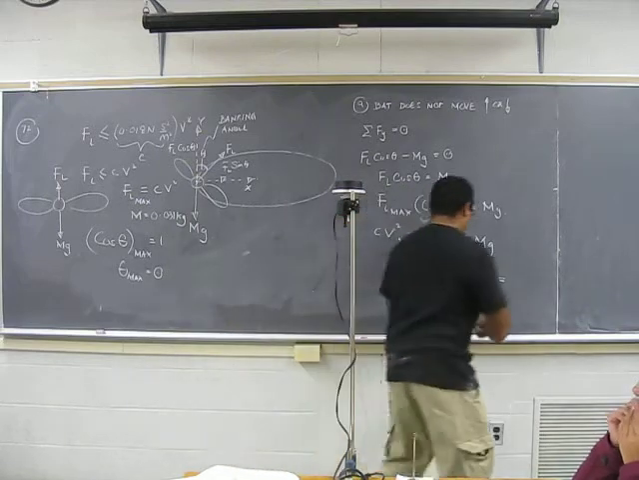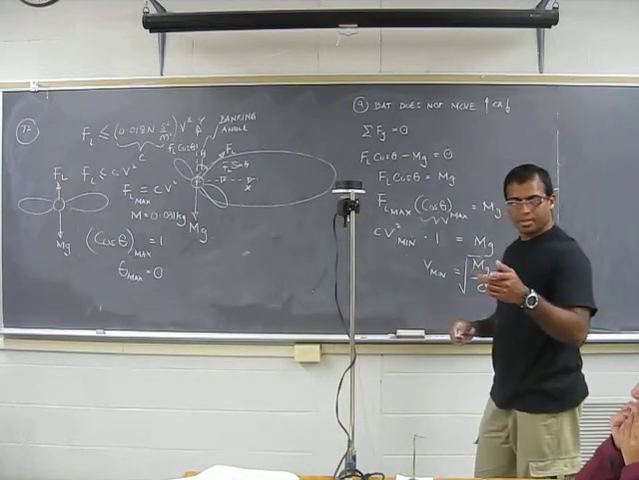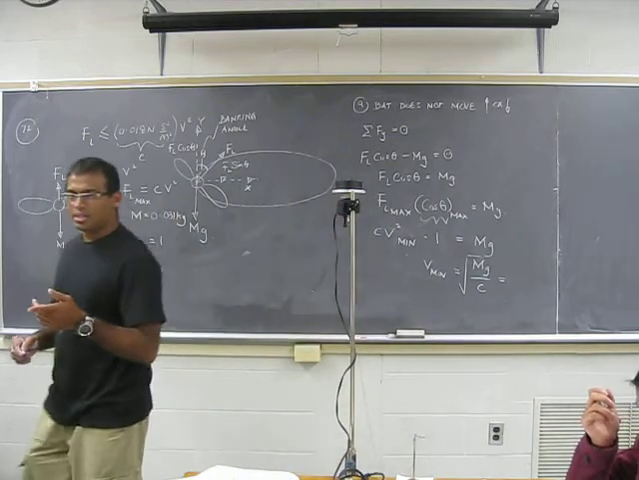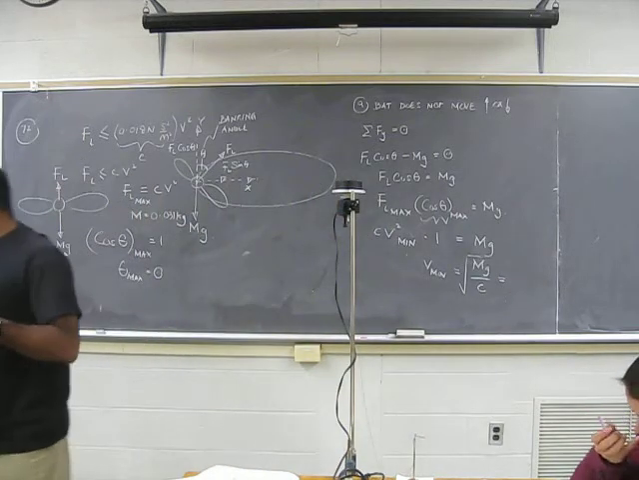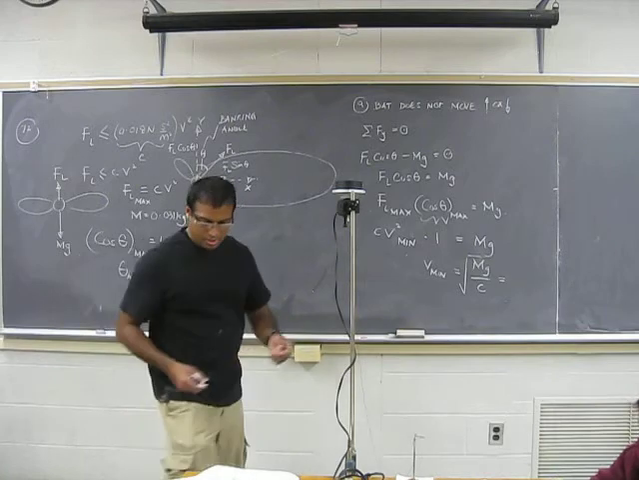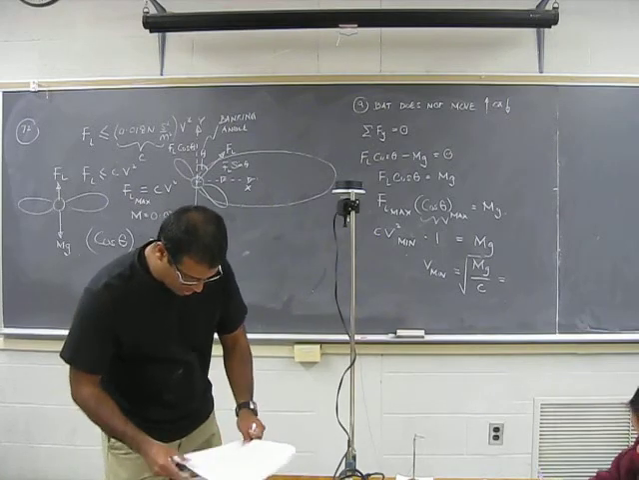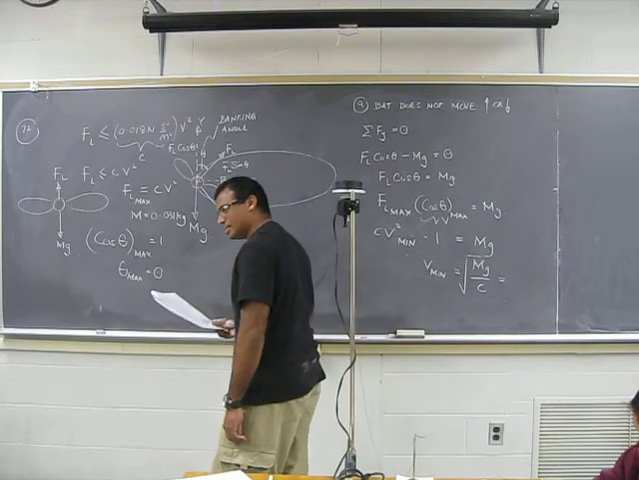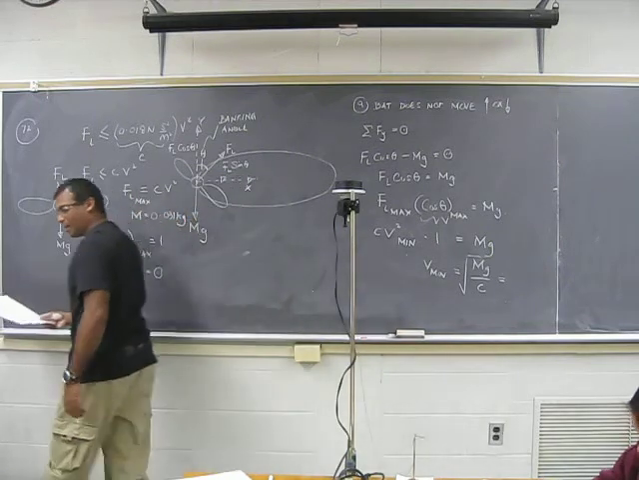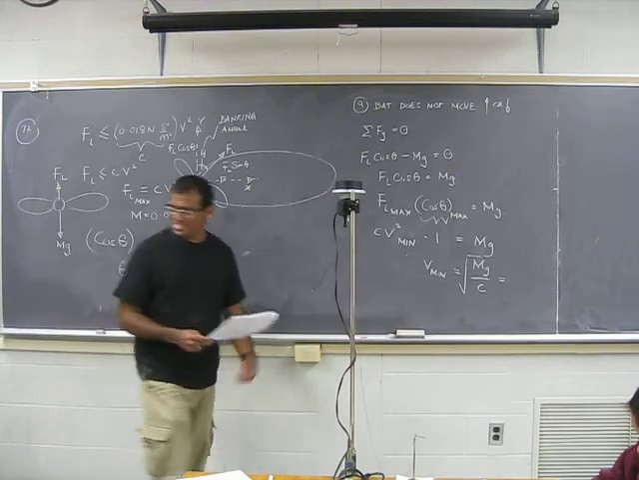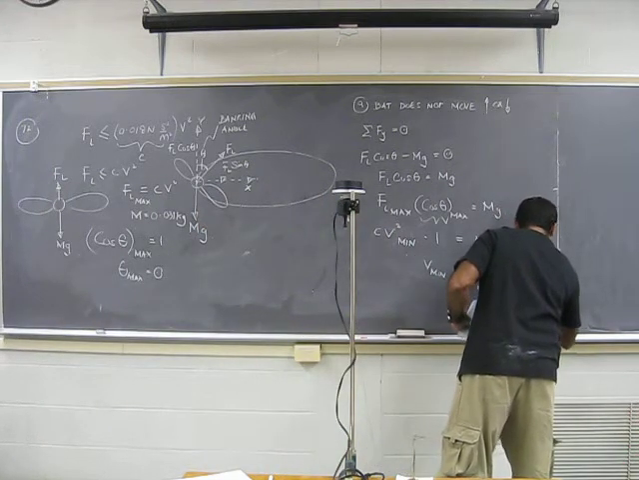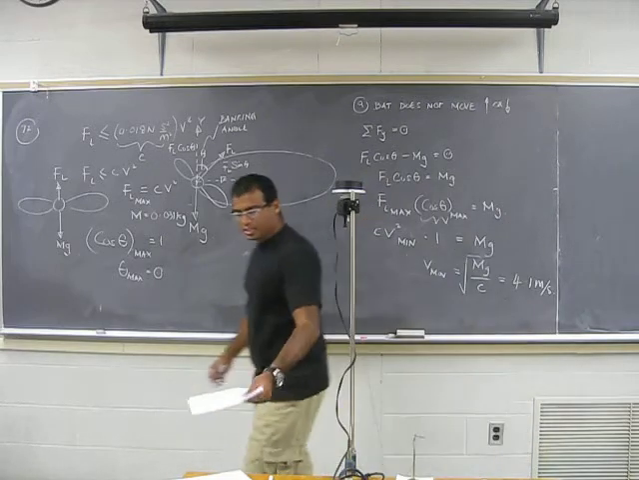What is the number, by the way? Anybody? Put the numbers into your calculator and find me a velocity. 60.9. You need to take the square root. Almost there. Almost. 4.1. Okay. Now, let's look at this again.